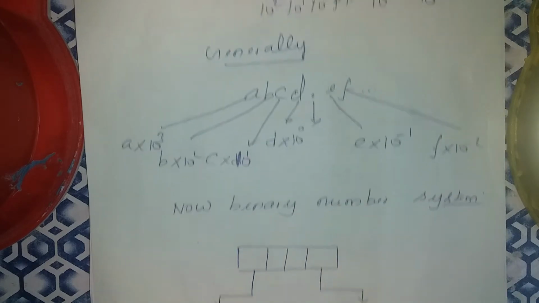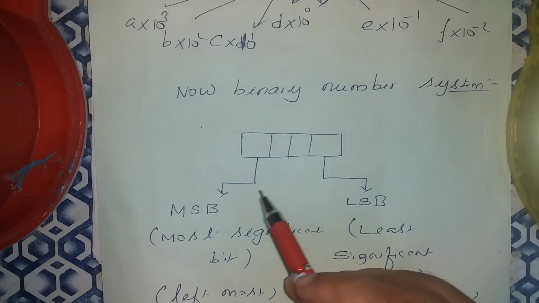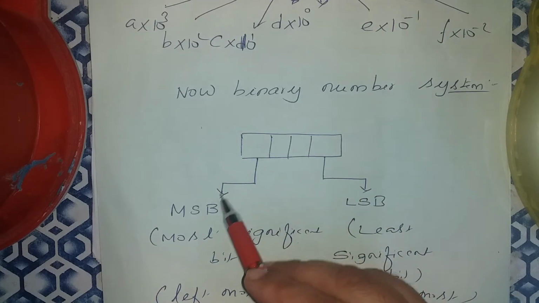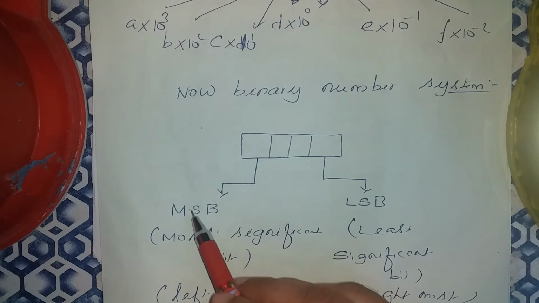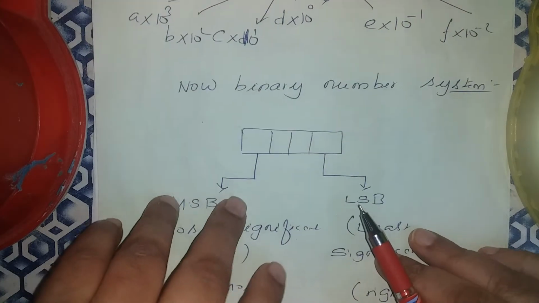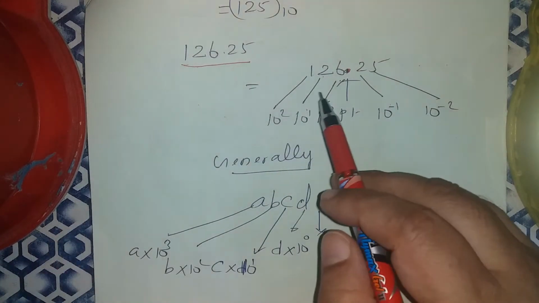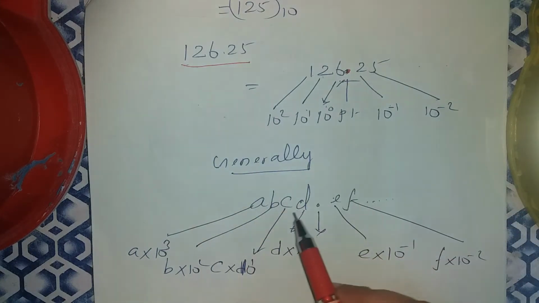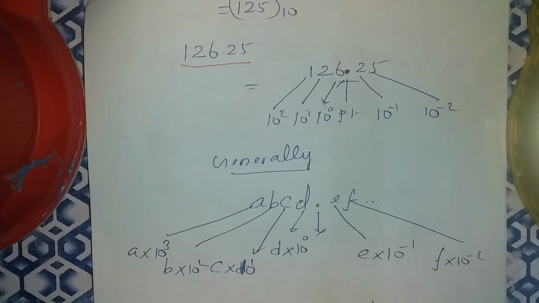So the binary number system has got four digits, or the nibble is there. This is called MSB, most significant bit, the highest value, and this is the LSB, least significant bit. Understood? Okay. So now 126.25 is given, so generally I'll say ABCD.DF.